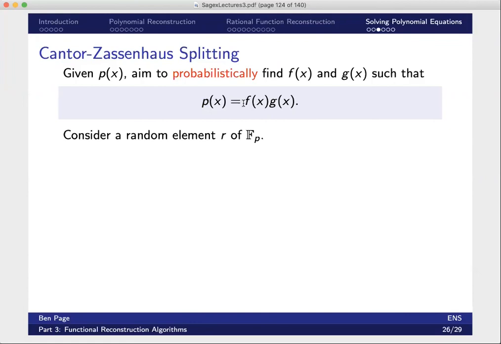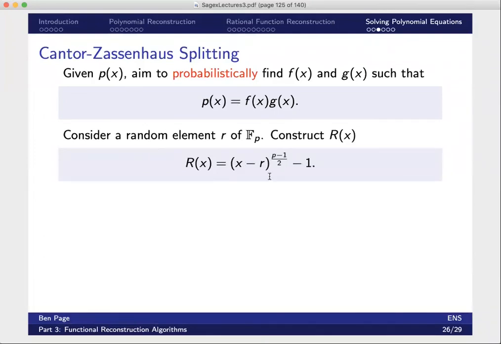To do this, we're going to use one of the theorems again from the first lecture, specifically Euler's criterion. What we're going to do is take a random element of the finite field, R, and construct a special polynomial, which we'll call capital R of X.